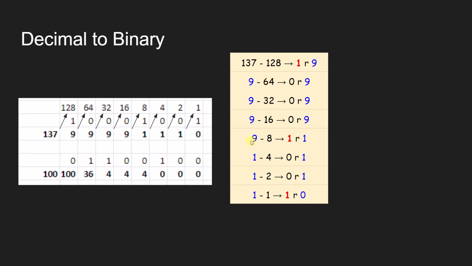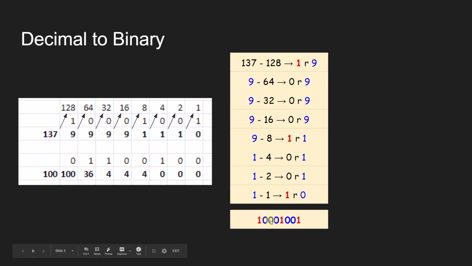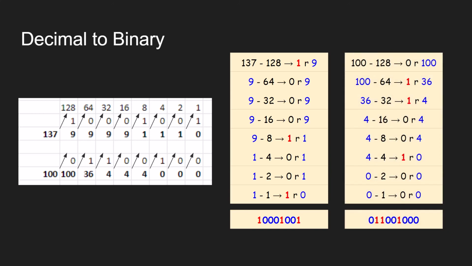So we've now split out and dealt with all the parts of 137, and the bits we've actually needed are the 128, the 8, and the 1. So it's written as 1, 0, 0, 0, 1, 0, 0, 1. Each one on here is the digit. Let's look at the next one. It flips through, so 100 minus 128, can't do it, 100 left over. 100 minus 64, yes, we've got 36 left over. 36 minus 32, the next column.